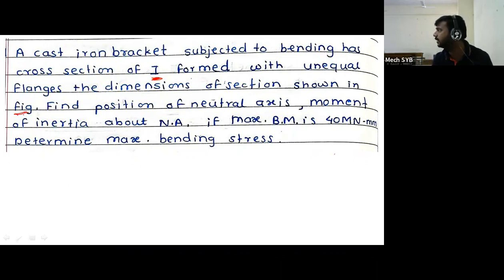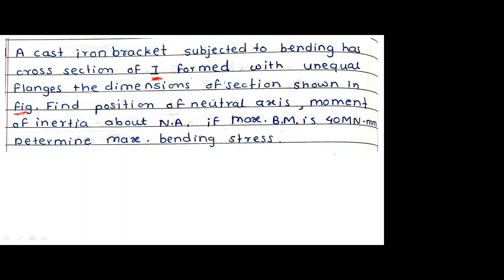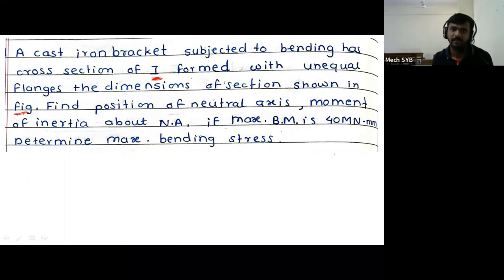Unequal flanges. मग सांगा, unsymmetrical section असेल का symmetrical I section असेल? Flanges म्हणजे कुठल्या? Top flange and bottom flange. जर ते unequal म्हणजे काय? Dimensions वेगवेगळे आहेत. मग तो symmetrical I section असेल का unsymmetrical I section असेल? Unsymmetrical. That you have to understand. So dimensions are unequal, shown in the figure.